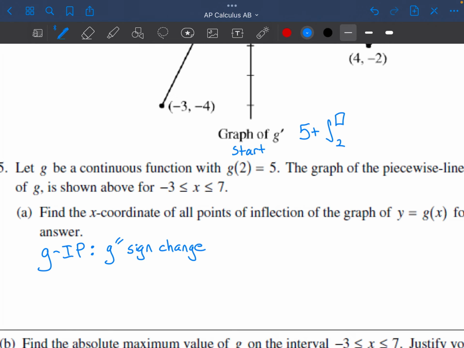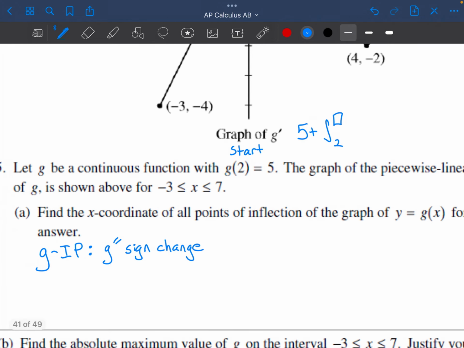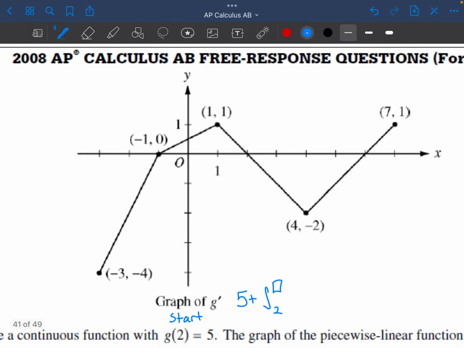And then we need to know, on a graph of g prime, what is g double prime in terms of g prime? g double prime on a graph of g prime is slope. So I'm going to change this now to slope sign change. Okay, and then we're going to look at our graph.